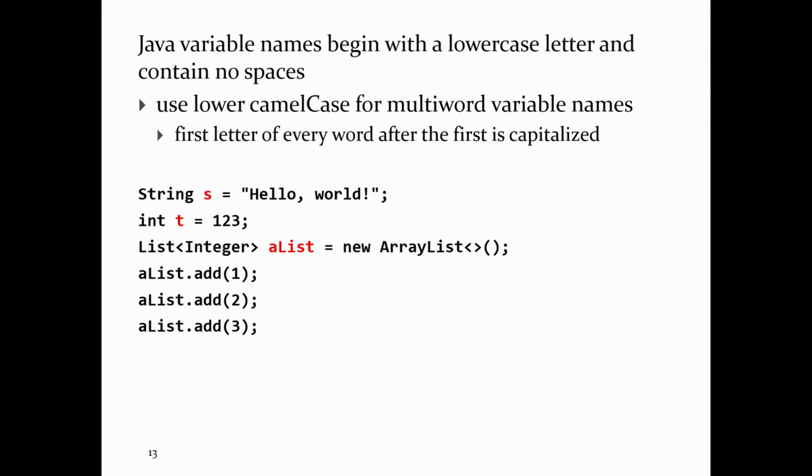If you have a multi-word variable name, you use what's called lower camel case. So the first letter of the name is in lowercase. Every subsequent word in the name starts with an uppercase letter. So that's why it's a, then big L list. And that's just the convention that Java programmers use. If you deviate from this convention, it will slightly confuse most Java programmers. It becomes harder for Java programmers to read a typical Java program.